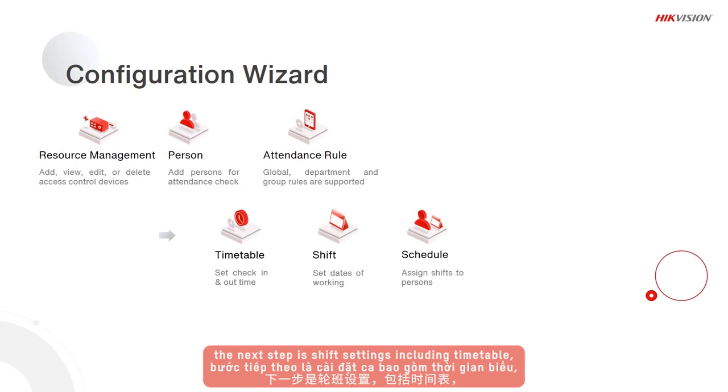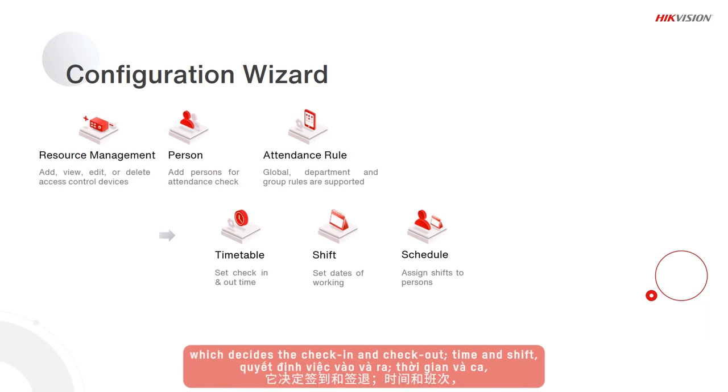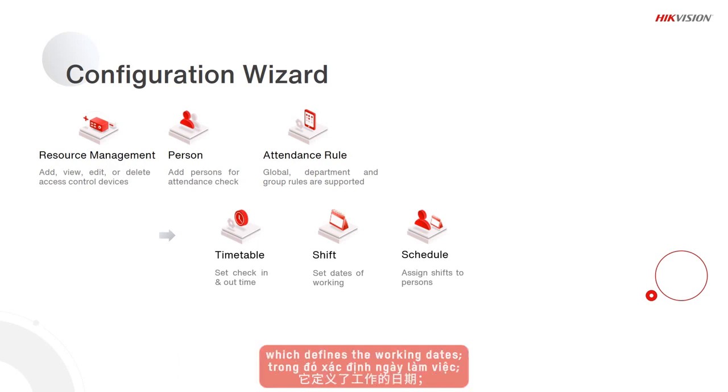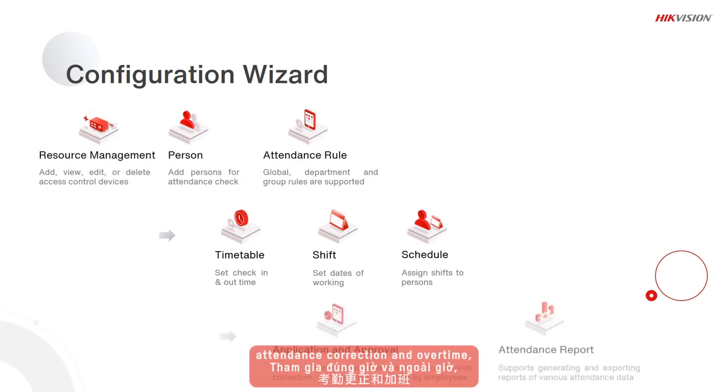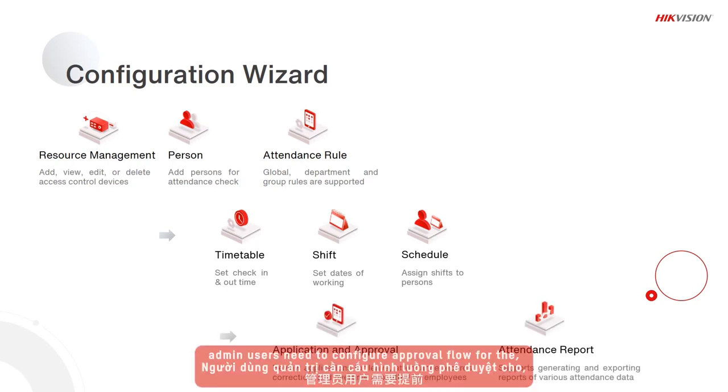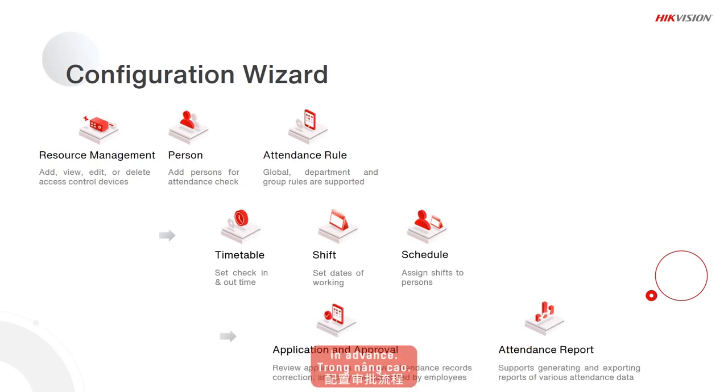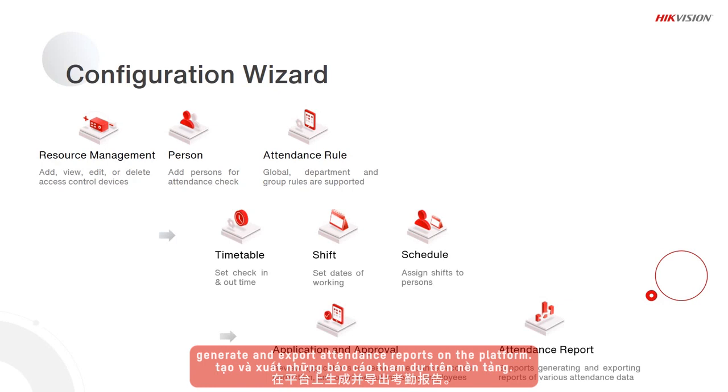The next step is shift settings, including timetable, which decides the check-in and check-out time, and shift, which defines the working dates. Then assign shifts to persons. To let employees apply for leave, attendance correction, and overtime, admin users need to configure the approval flow for them in advance. HR can finally generate and export attendance reports on the platform.